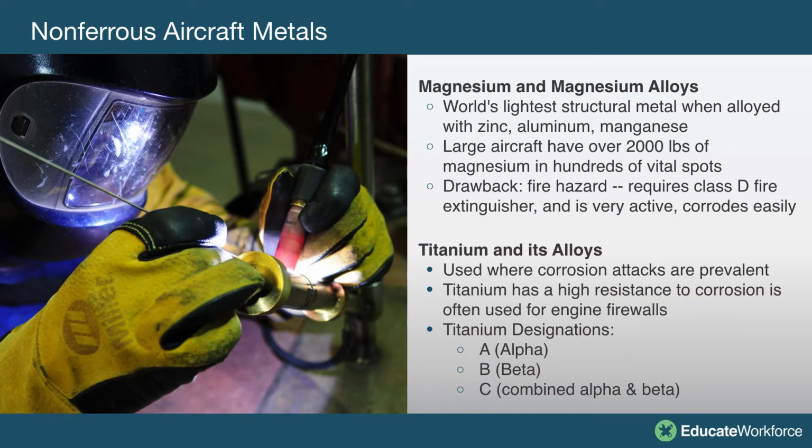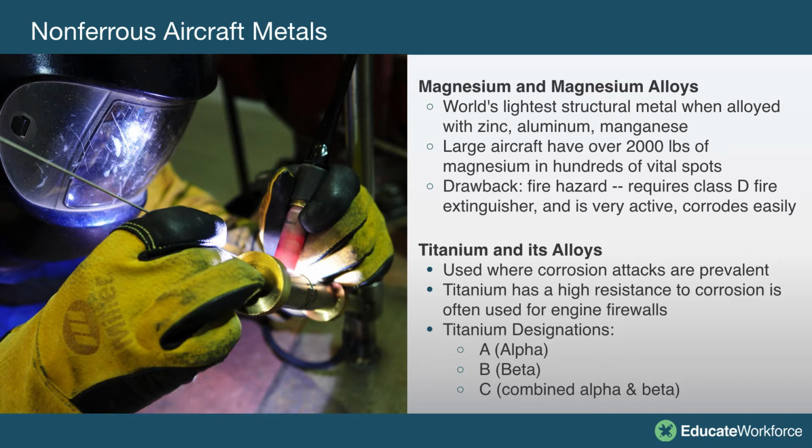Magnesium and magnesium alloys are the world's lightest structural material, especially when alloyed with zinc, aluminum, and manganese. Large aircraft have hundreds of vital spots that use magnesium because of its high strength and low weight characteristics. One of the drawbacks to magnesium is its high fire hazard. It requires a special fire extinguisher, a Class D fire extinguisher. If you spray water on a magnesium fire, it's only going to intensify. Another drawback is the fact that it's very active. It corrodes extremely easily.